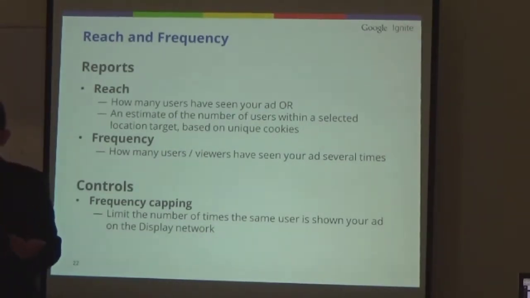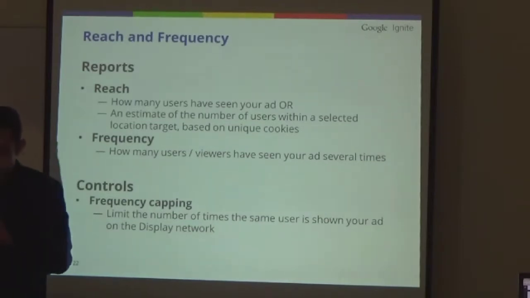At a particular location, so on and so forth. Or it's an estimate of the number of users within a selected location based on unique cookies. Well, there is another definition that you want to think about, a more technical explanation to that. So that's reach. How many people see your ads? Frequency, however, is about how many viewers have seen your ad several times. The number of times or number of impressions a user or viewer sees your ad is defined as what? Frequency. Are you following me?